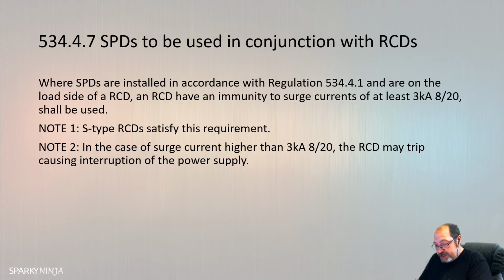534.4.4.5, coordination. They will be selected and erected such as to provide coordination and operation by reference to the manufacturer's instructions. We then have selection of SPDs with regards to the short circuit current rating. As stated by the manufacturer, it will not be lower than the maximum prospective short circuit current at the connection point of the SPD assembly. So it's relative to the prospective fault current, or the short circuit part of the prospective fault current test.